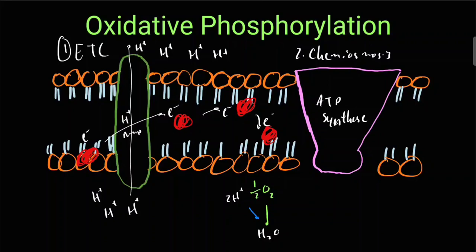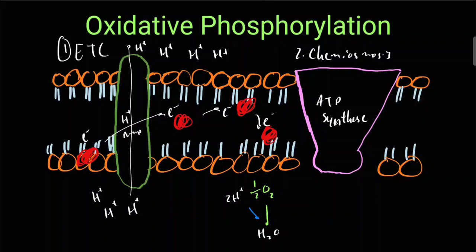Now back to the proton gradient. Obviously, it creates a gradient, because protons are being pumped into the intermembrane space, and this causes a lot of potential energy to be stored, and also creates acidic pH in the intermembrane space. Now this moves on to the second part of oxidative phosphorylation, and that is chemiosmosis.